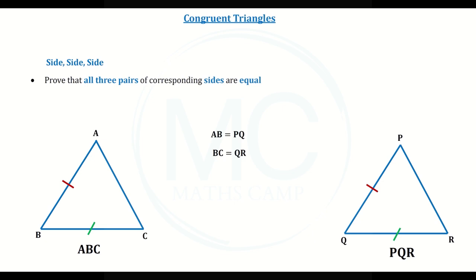Finally, in ABC, A is the first letter and C is the third. In PQR, P is the first letter and R is the third. So AC must be equal to corresponding side PR. Let's mark these sides on our triangles in purple. And now that we've proven that 3 pairs of corresponding sides are equal, we can say triangle ABC is congruent to triangle PQR. We've used 3 equal sides to prove this. So as our reason, we say SSS for side, side, side.